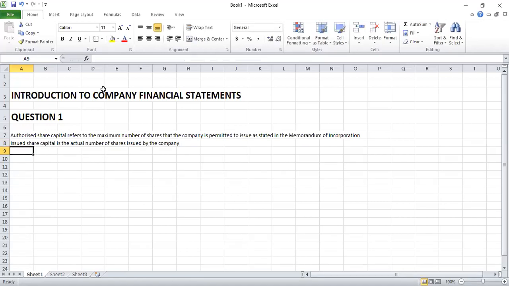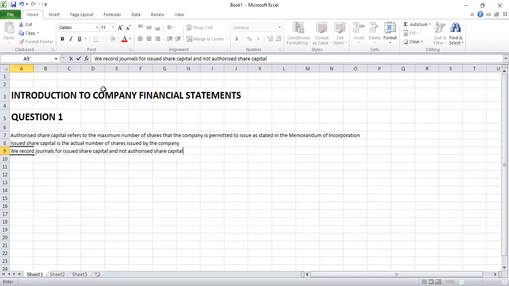Right. We record journals for issued share capital and not authorized share capital. So we don't do journals for authorized share capital. We do for the issued share capital. So the authorized is just there. Normally we just disclose it in the financial statements to just show the user that the maximum number of shares the company is permitted to issue is so much.